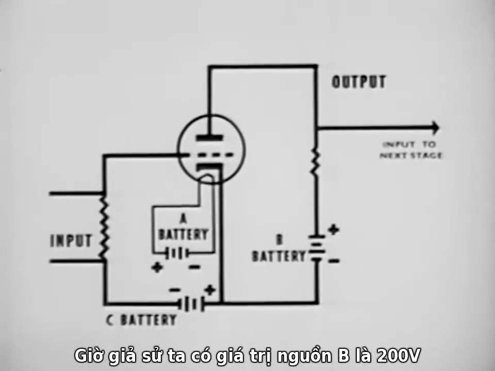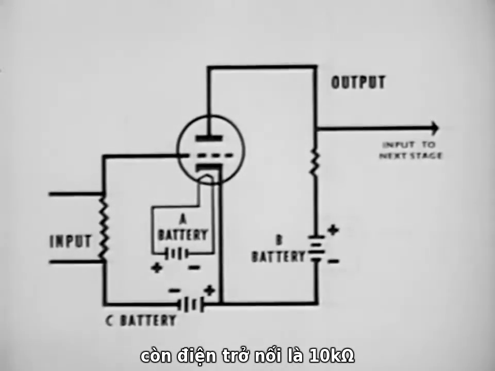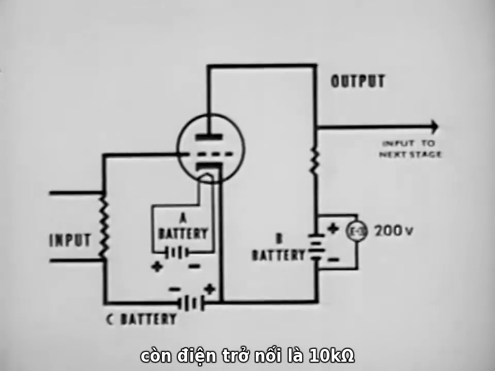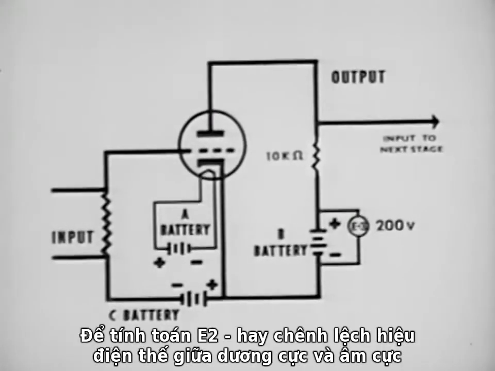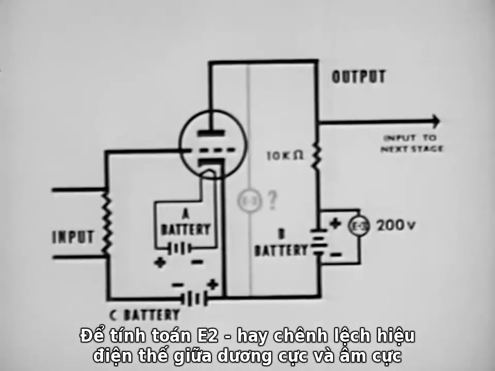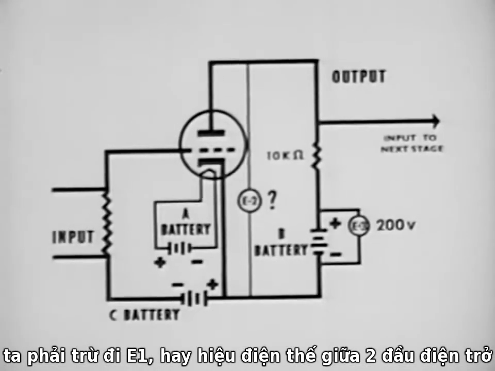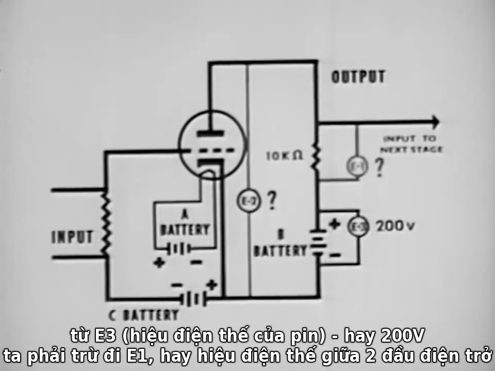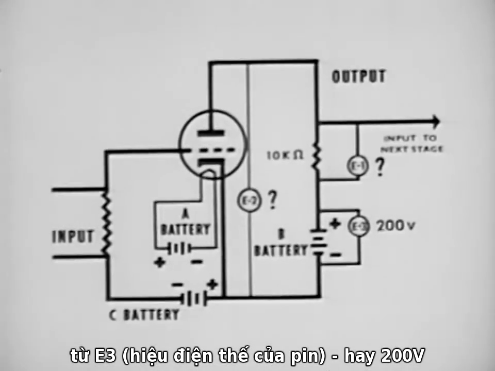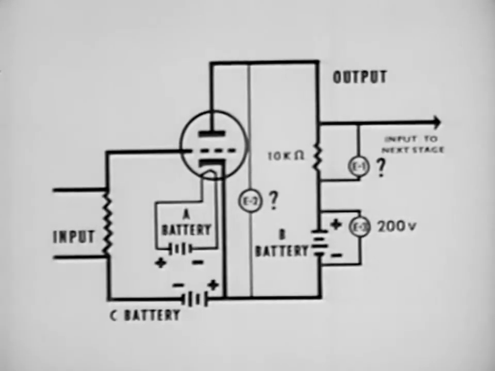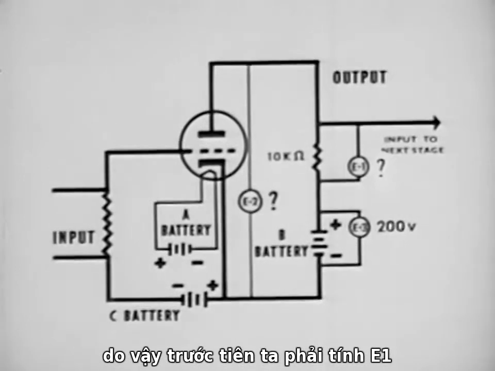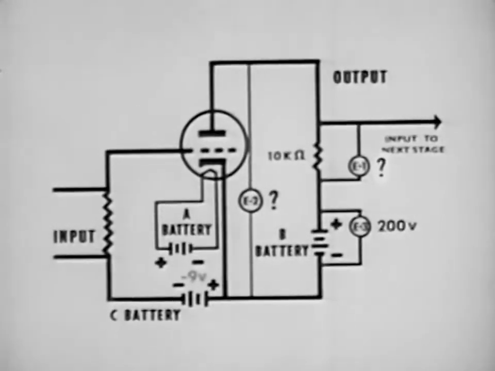Now suppose we place some values here. The B battery has a potential of 200 volts and the load resistor is 10,000 ohms. To compute E2, or the difference in potential between the plate and cathode, we must subtract E1, or the drop across the load resistor, from E3, or 200 volts. Therefore, we must first compute E1.